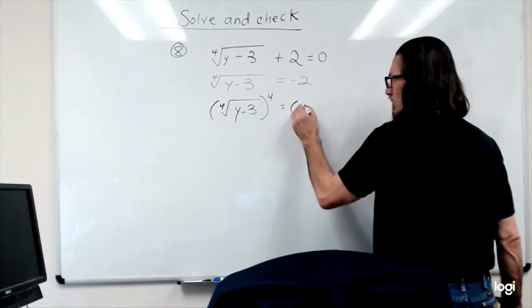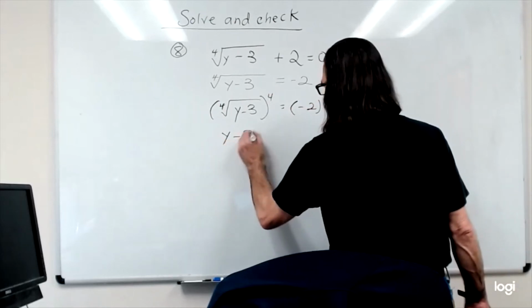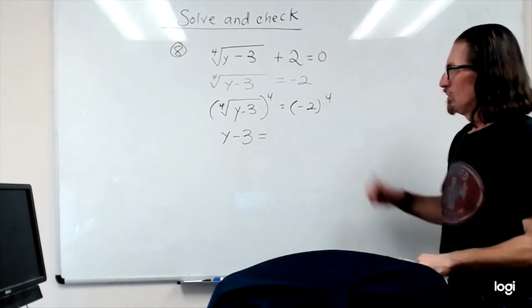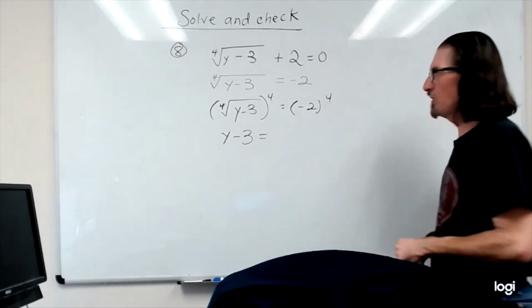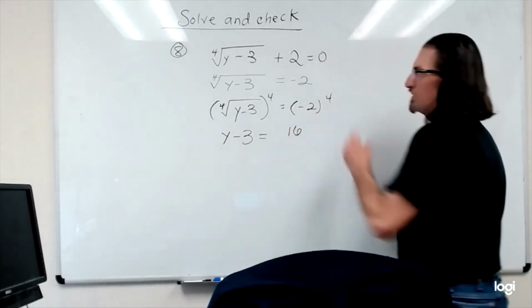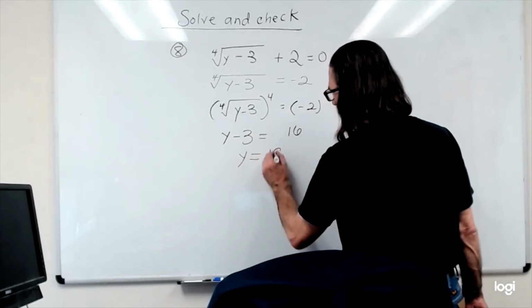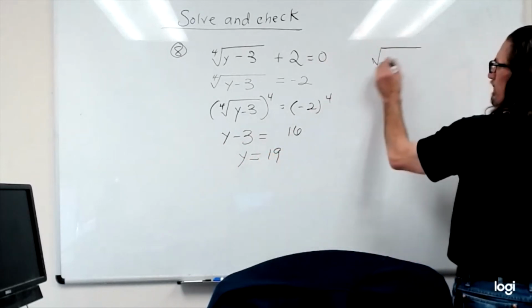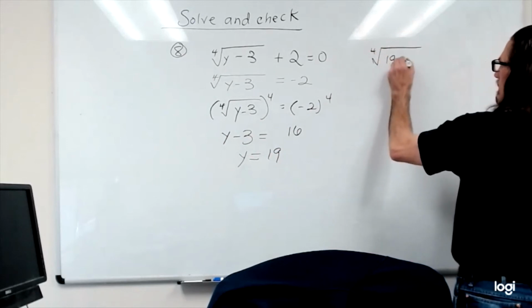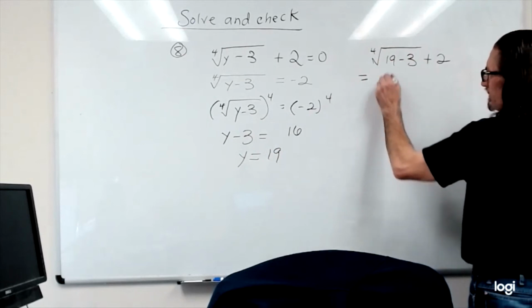Cancel out the 4th root on the left side. You just have y minus 3. An even number of copies, 4 copies of multiplying -2 is going to give me a positive 16. So when I add 3 to both sides, I get y equals 19. But when I go back in to check, yes, 19 minus 3 is 16.